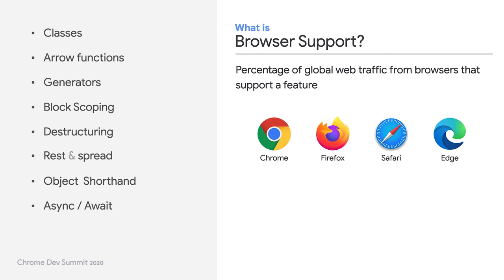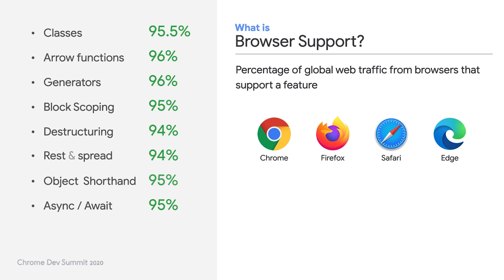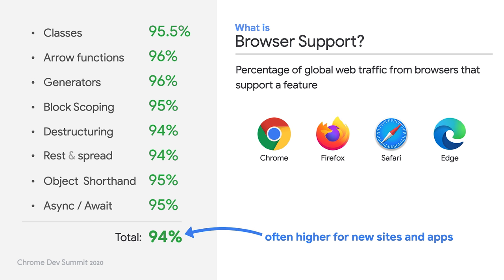You can think of browser support as the percentage of global web traffic from browsers that support a given feature. To get a full picture of modern JavaScript browser support, we can take the lowest common denominator of the features we just saw, and we can see that all these features are supported in 94% of browser traffic. Now keep in mind, this is even higher for newer sites and apps. As an example, the total here would be 97% for visitors only from the US.